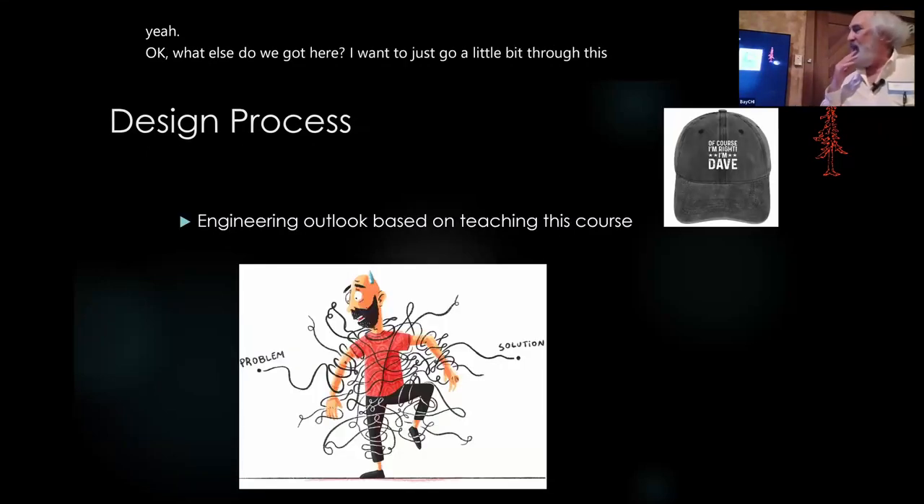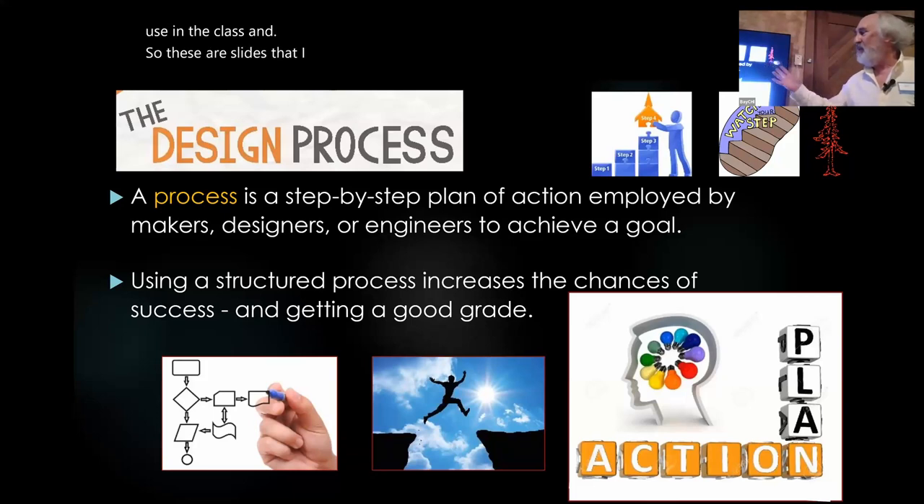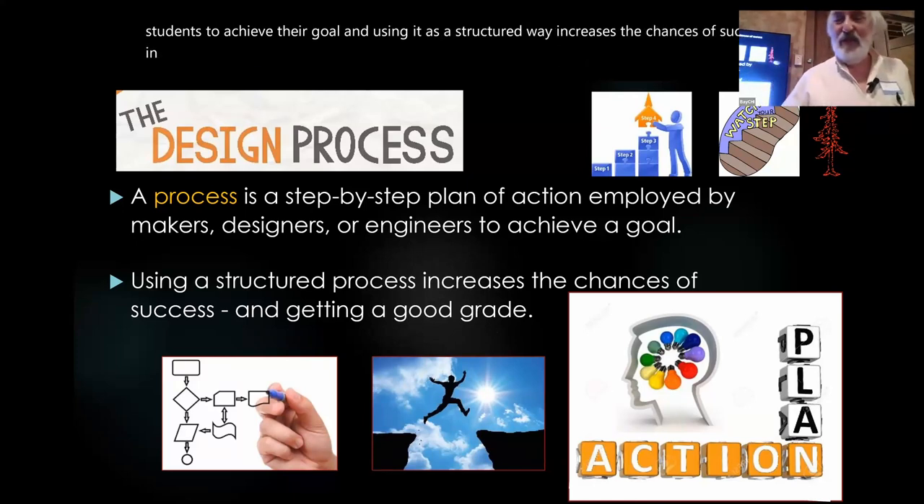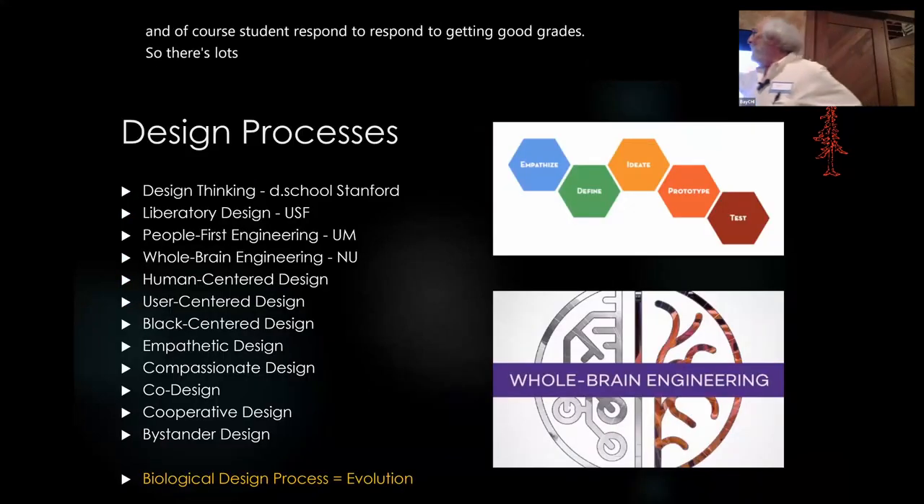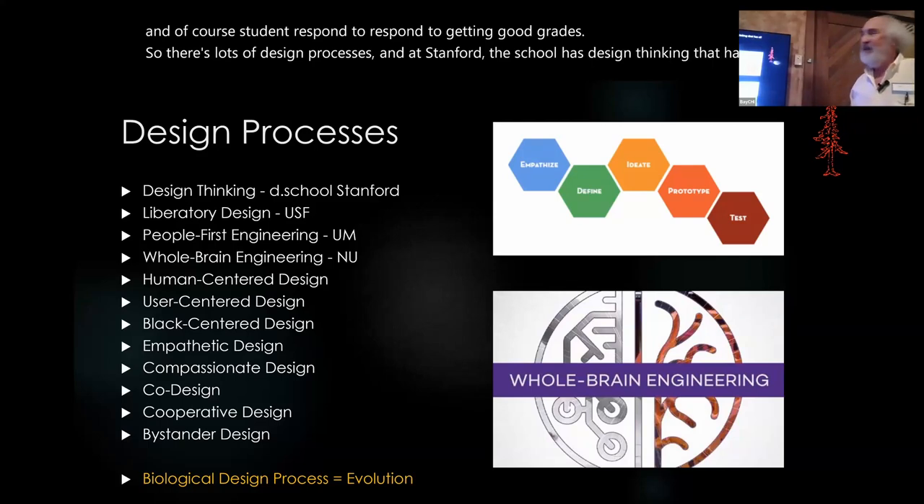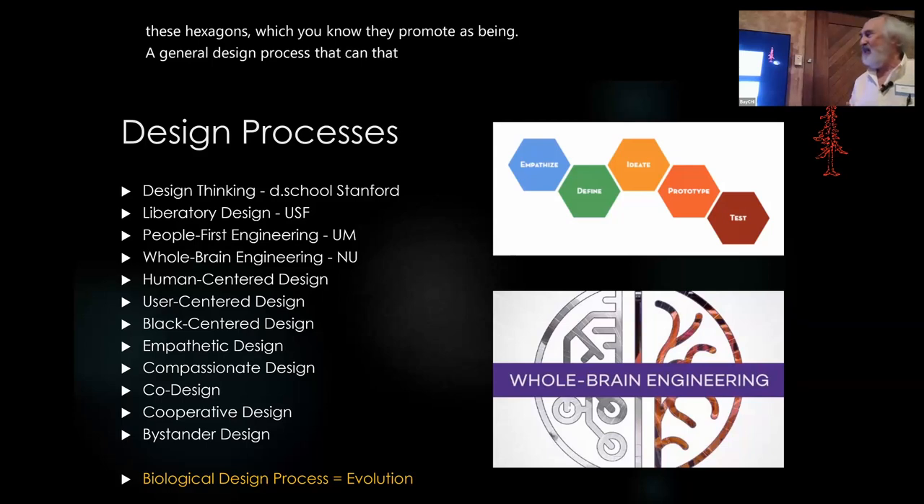I want to just go a little bit through this design process that we use in the class. So these are slides that I use. So the process is a step-by-step plan of action employed by the students to achieve their goal, and using it as a structured way increases the chances of success, and of course students respond to getting good grades. So there's lots of design processes, and at Stanford the D school has design thinking that has all these hexagons, which they promote as being a general design process that anybody can use in any context, but it doesn't work in my class.